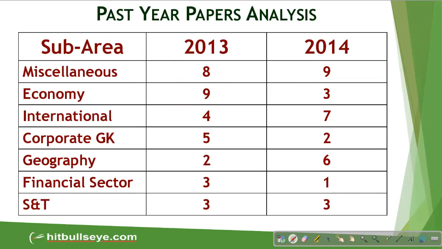Next, we take a look at from what areas questions are being asked in the GK section of the SNAP written test. As you can see clearly from this table that there is no discernible trend as far as the past year papers are concerned. Hence, it is imperative for you that you balance out your preparations and divide equal time and energy to each sub area of this section.